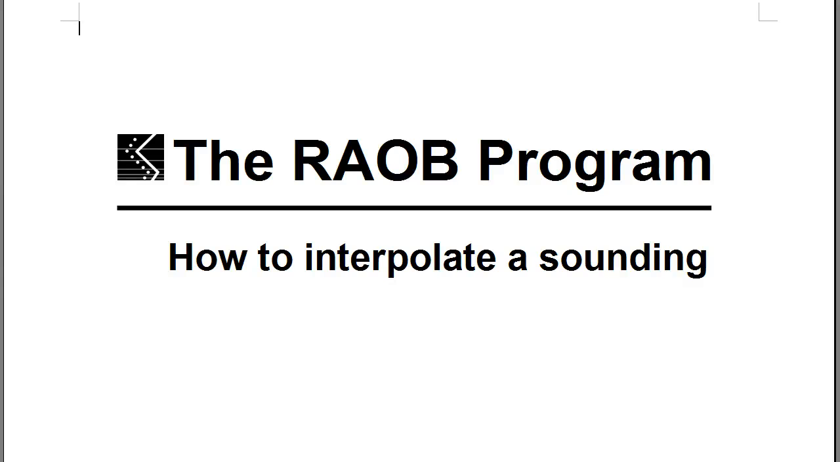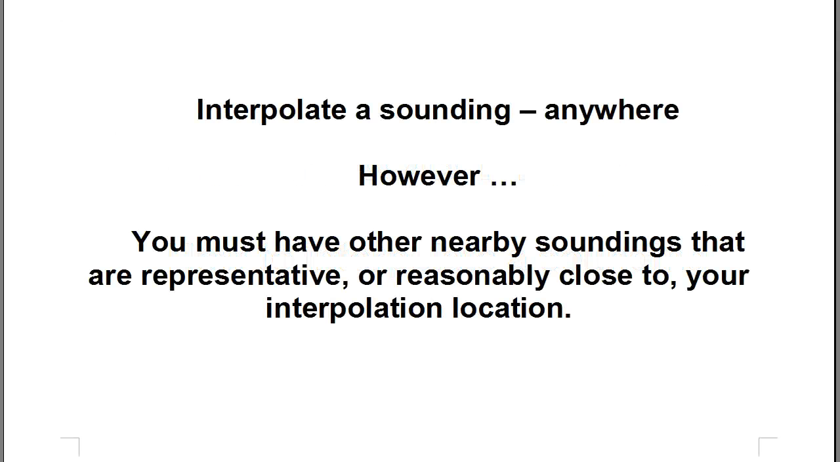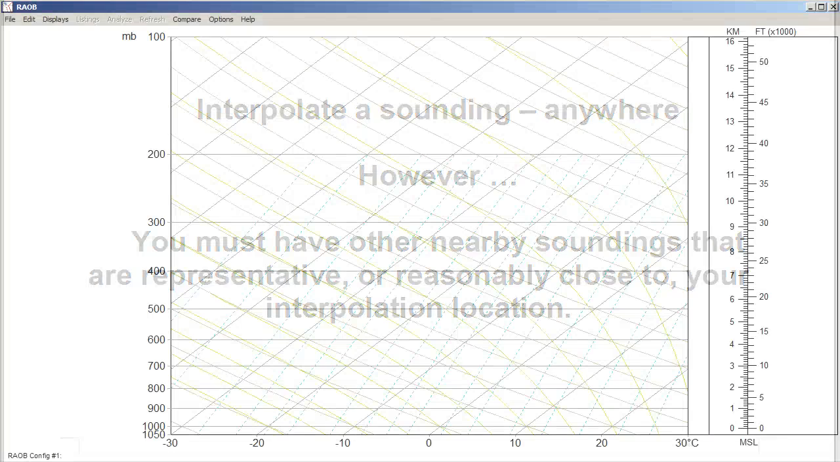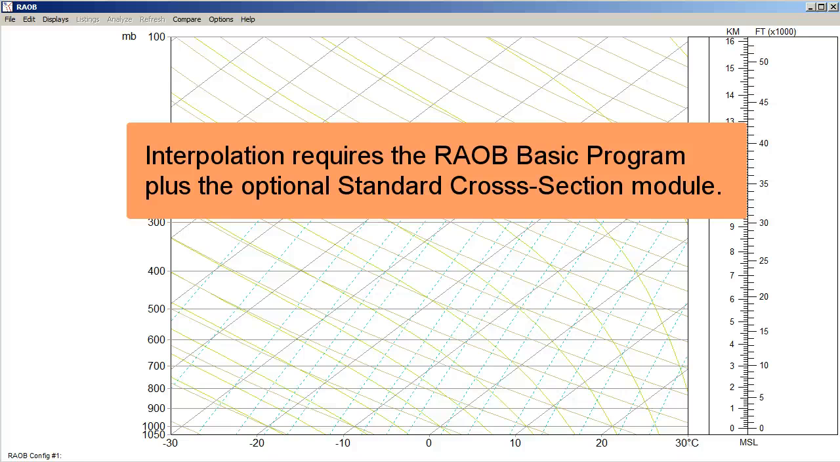This video demonstrates the best way to interpolate a sounding profile for anywhere in the world. There is one qualifier, however. You must have other nearby soundings that are representative or reasonably close to your target interpolation location. The minimum program requirements needed to interpolate soundings are the RAOB basic program plus the optional standard cross-section module.